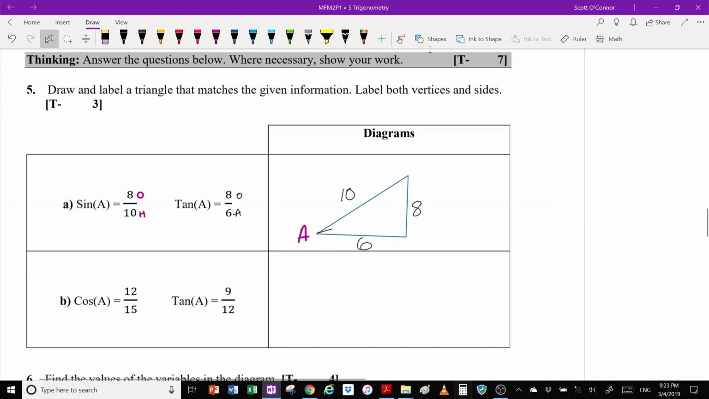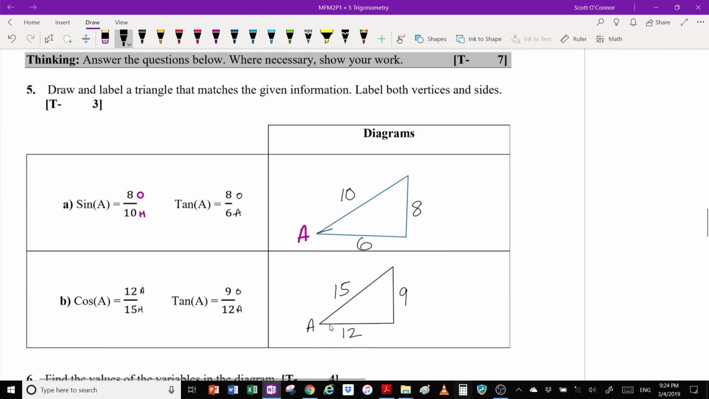All right, so let's do another one. And we're going to label this A. And if we do cos, remember cos is adjacent over hypotenuse. So that means adjacent to A must be 12, and 15 must be the hypotenuse. Remember, tan means TOA, opposite over adjacent. That means that the opposite side of A must be 9. And we already knew the adjacent was 12. That's how we do this.